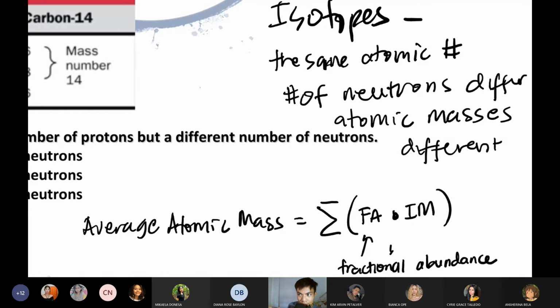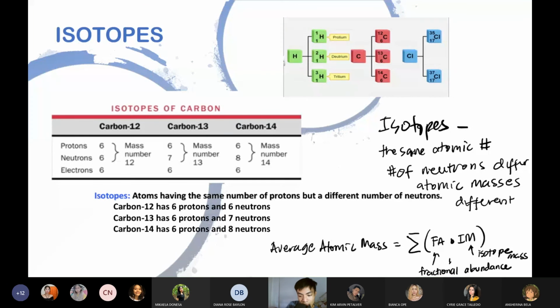For example, yung hydrogen 1, that is 99%. Tapos yung deuterium, that is 0.05%. So yung mga percent na yun yung fractional abundance. Tapos ito naman yung isotope mass. So, that is given. So gagawin lang natin, i-multiply natin yung fractional abundance times the isotope mass, and that will give us the average atomic mass.